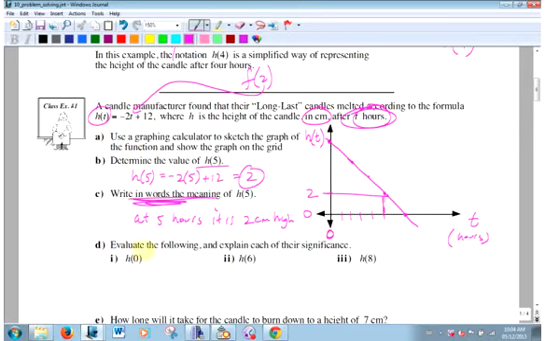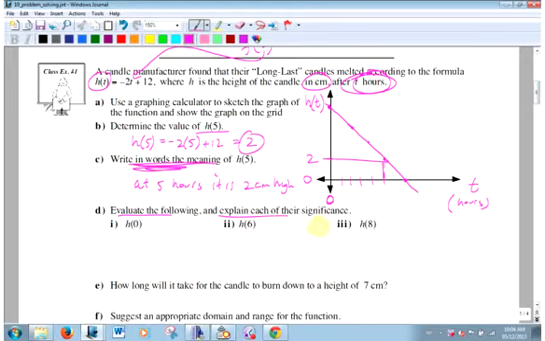Okay, evaluate the following and explain their meaning. Significance, whatever. H of 0. That means time is 0. What is h of 0? Plug it in, just like we did before. And anything times 0 is 0. So h of 0 is 12. What does that mean?